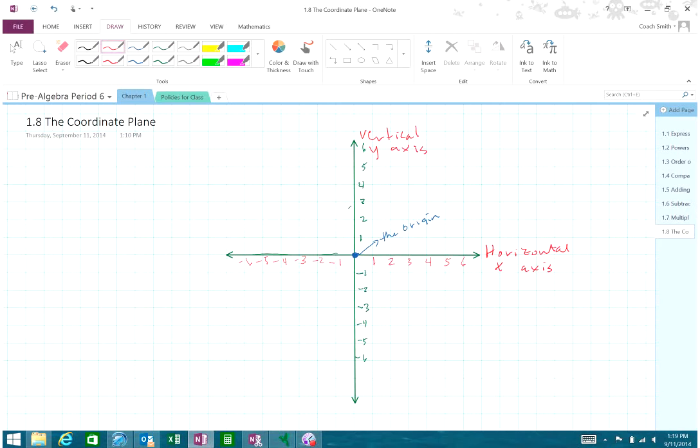Okay. So all the coordinates in this section are both positive. What I mean by that is this. If I take a point and I put it right here, okay, that point has two coordinates. It's where it crosses the x-axis and where it crosses the y-axis. We call this the ordered pair.